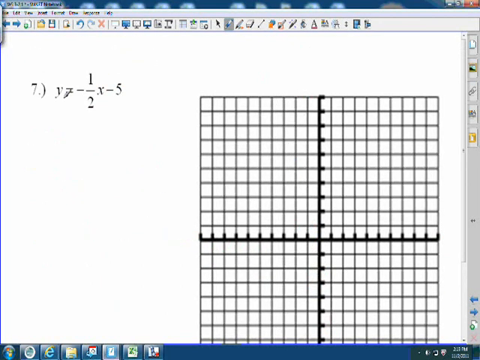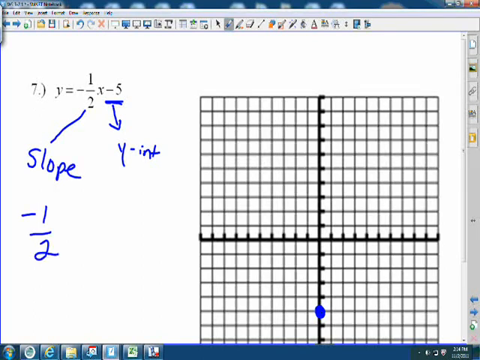Next one. First step, plot the y-intercept. So that's 0, negative 5. Put a dot. My second step is my slope. My slope is already a fraction, which is a good thing. And if you notice, I always put the negative with the top number. That's because the top number is going to tell me to go down, and the bottom number we're always going to go to the right.